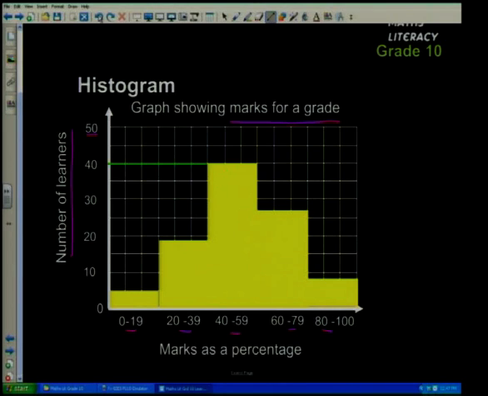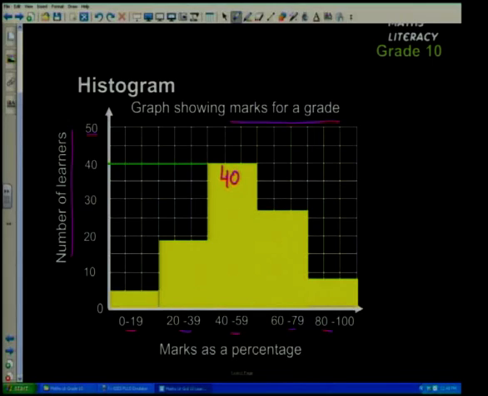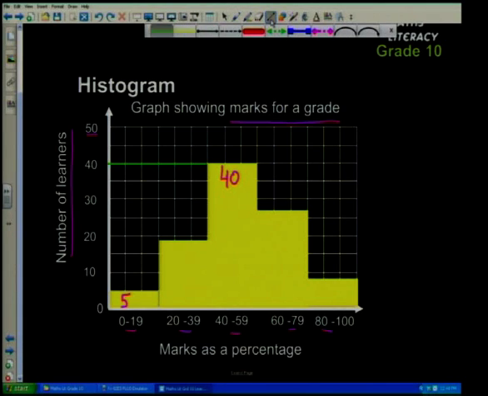I need a pen for that. Right, so there are 40 learners that got between 40 and 59. What we can see from this is how many learners were there in total. So let's quickly do that calculation. So I'm going to read this one. Well, that's easy to read off because we've got 5 there between 0 and 10. Then I'm going to use my graph to read off the second one.